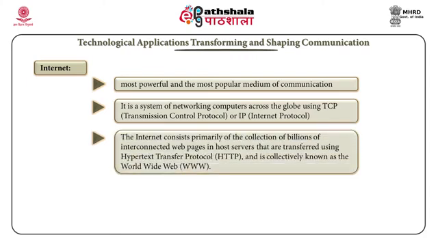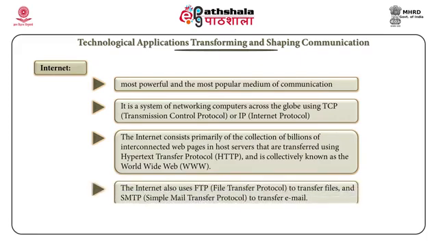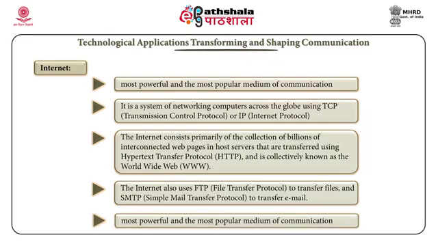The Internet consists primarily of the collection of billions of interconnected web pages in host servers that are transferred using hypertext transfer protocol and is collectively known as the World Wide Web, or WWW. The Internet also uses FTP, or file transfer protocol, to transfer files, and SMTP, or simple mail transfer protocol, to transfer email. It is a network of networks that consists of millions of private, public, academic, business and government networks of local to global scope that are linked by a broad array of electronic, wireless and optical networking technologies.